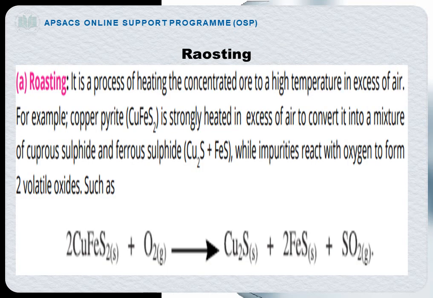Roasting. Roasting is a process of heating the concentrated ore to a high temperature in excess of air. Concentrated ore is heated at a high temperature in the presence of air. Let's suppose we have copper pyrite. It is strongly heated in the presence of air, or you can say in excess of air. A mixture is obtained, that is cuprous sulfide and ferrous sulfide, while the impurities react with oxygen to form volatile oxides such as sulfur dioxide.